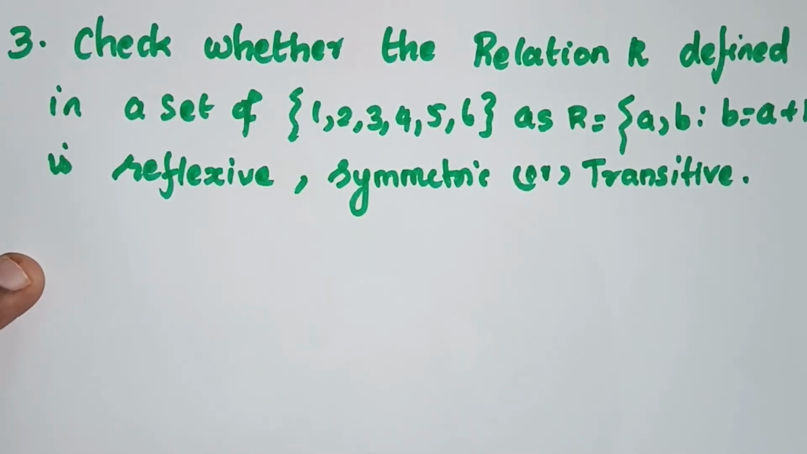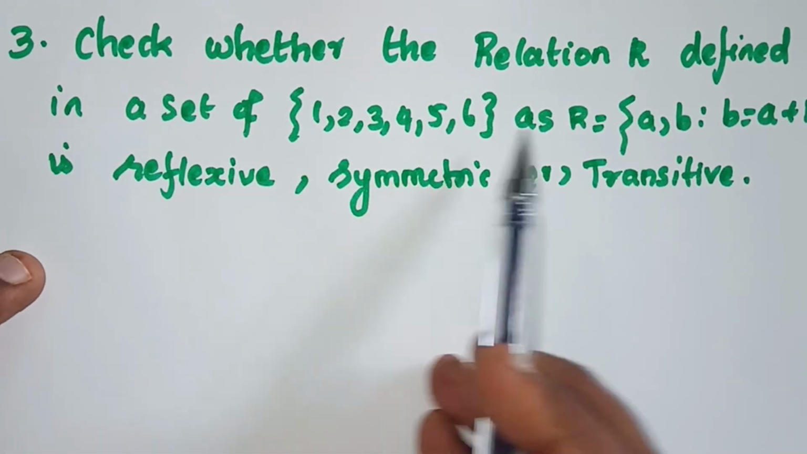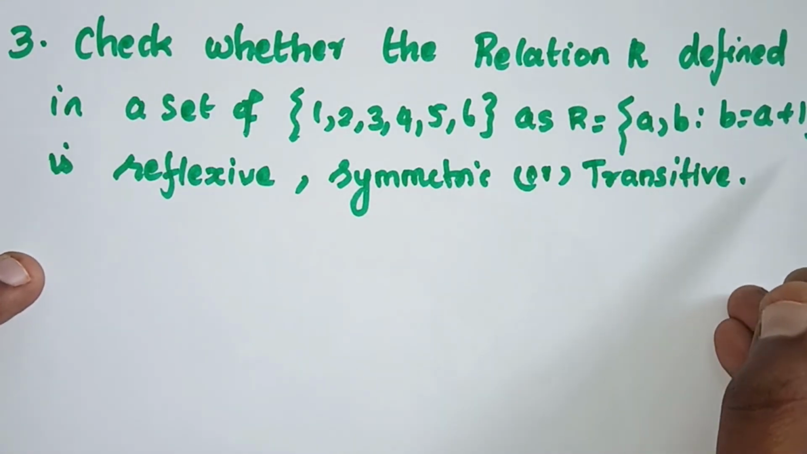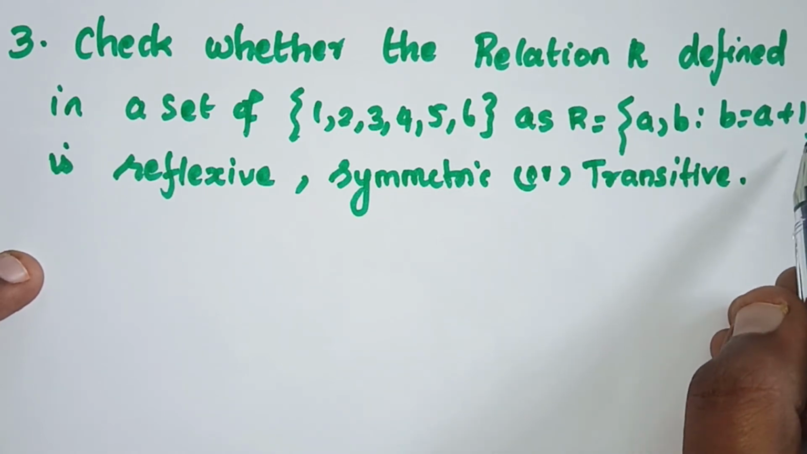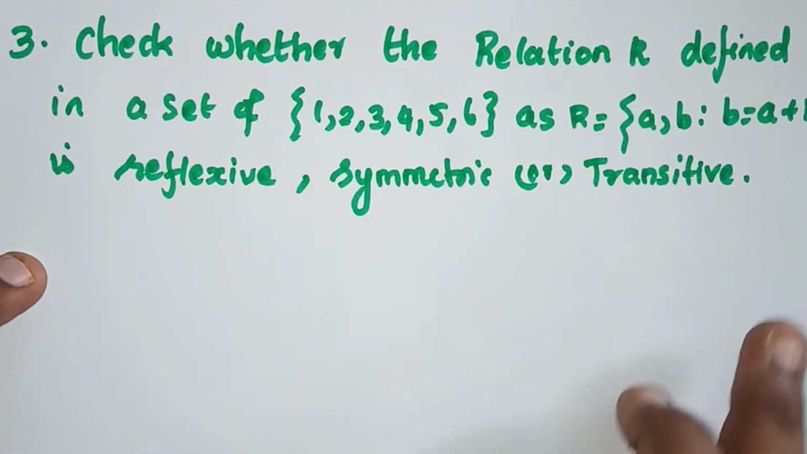Next, third question. First, we will read the question. Check whether the relation defined in the set is reflexive, symmetric or transitive. The set consists of elements 1 to 6. The relation is given as (a, b) where b is equal to a plus 1. We need to check this relation, right?